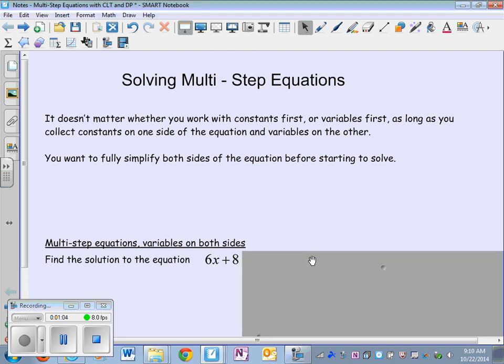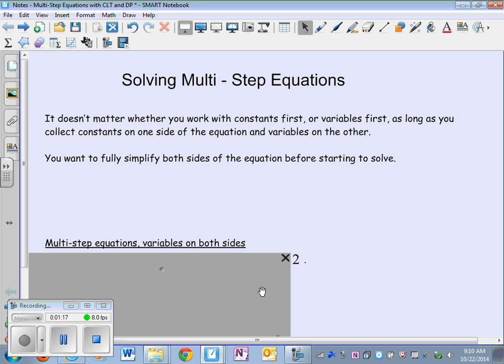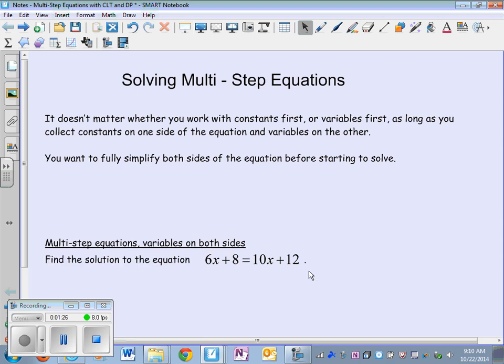So if I just cover up the right side of this equation, I see the expression 6x plus 8. That is as simplified as it can get. I cannot combine those terms because they are not alike. So now I'm going to check the right side. So I see 10x plus 12. That is also totally simplified. So that means I'm ready to solve.